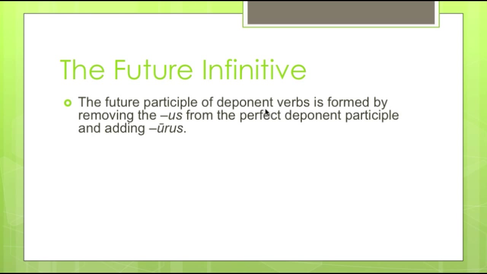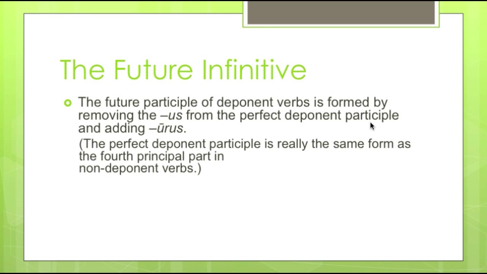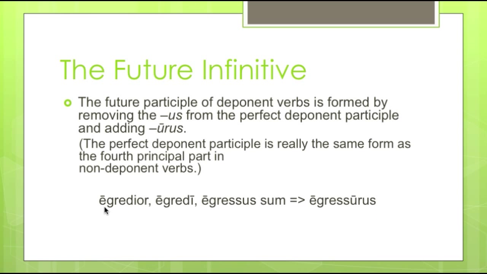The future participle of deponent verbs is formed by removing the us from the perfect deponent participle and adding urus. Remember, the perfect deponent participle is that form right before the sum in the third principal part. The perfect deponent participle is really the same form as the fourth principal part in non-deponent verbs. So really we're using the same form to create the future participle in both non-deponent and deponent verbs. So from egredior, egredi, egressus sum, we get the future participle egressurus from egressus. And from minor, minari, minatus sum, we get minaturus.